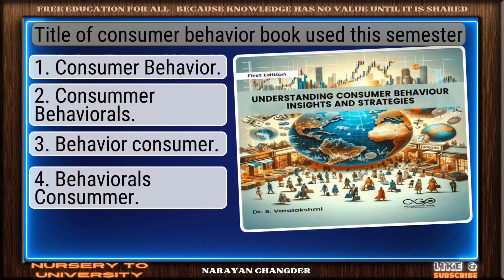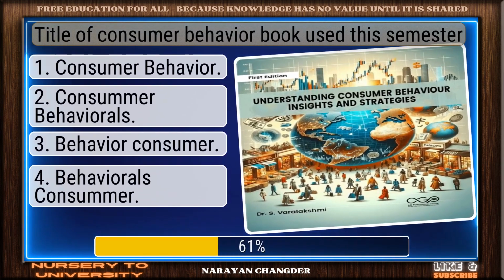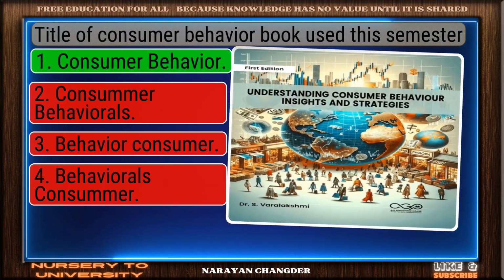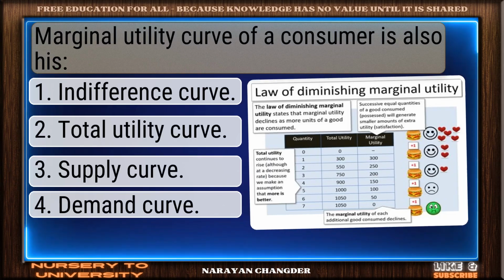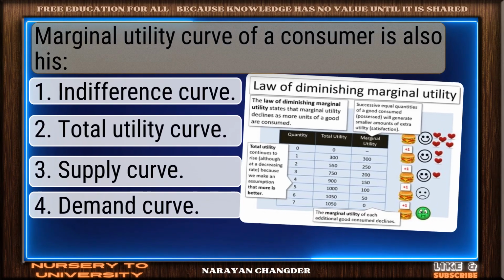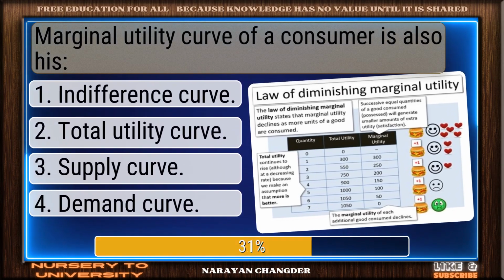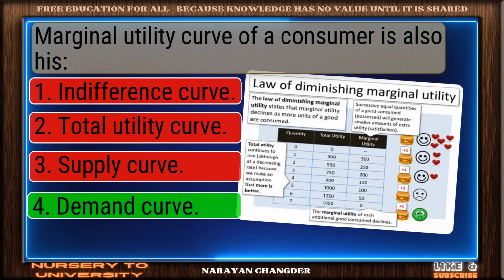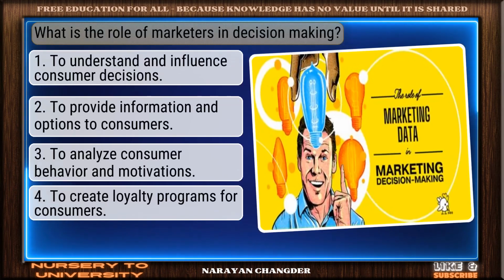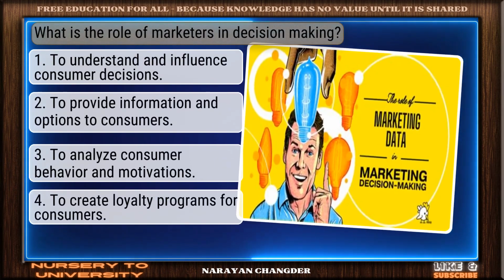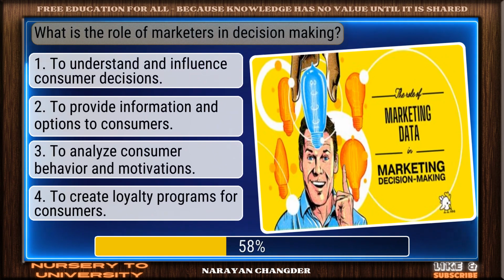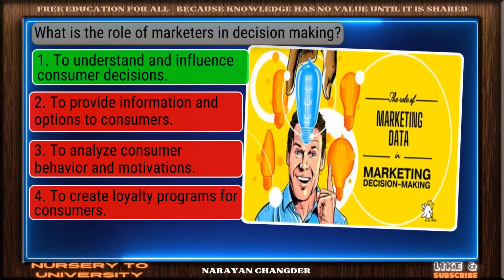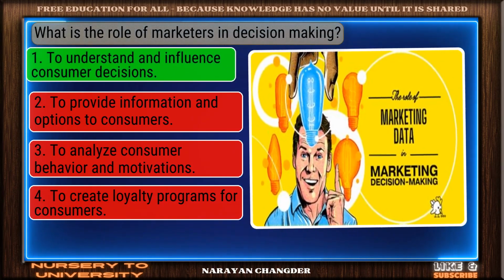Title of consumer behavior book used this semester. Correct response. Consumer behavior is the most accurate answer. Marginal utility curve of a consumer is also his. You're right. Demand curve is the correct answer. What is the role of marketers in decision-making? Nice work! You chose to understand and influence consumer decisions, and it is correct.